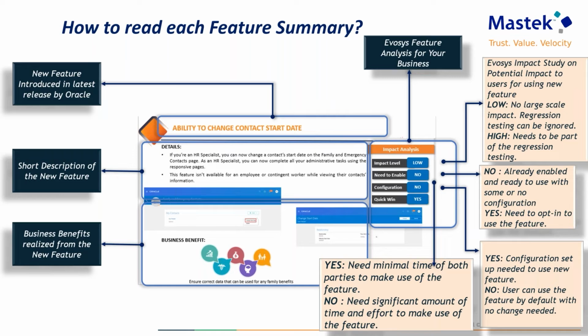If it's a low impact, then regression testing can be avoided. If it's high, then we need to opt for regression testing. Second one is where we are all aware that there are some features which are default auto-enabled by Oracle, and there are some which we need to opt for. Third one highlights the nature of the feature. There will be certain configurations which may be required, or some can be used without any changes. Last one is quick win. This term we use simply to convey what is ready to use by investing a minimum amount of time, and what requires a significant amount of time and effort to make use of the feature.